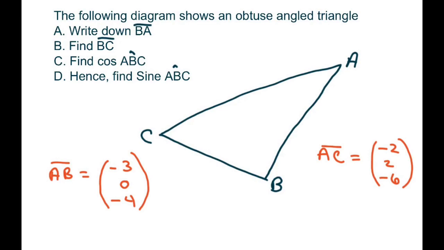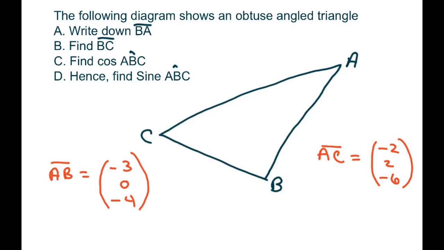This is a released exam question from May 2011. No calculator is allowed. This is from paper 1. So what we have is a triangle, and it shows an obtuse angled triangle. We're supposed to write down BA, find BC, and then find cos of ABC, and find the sine of B.